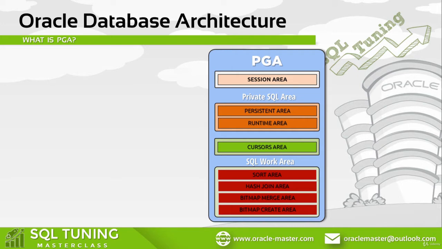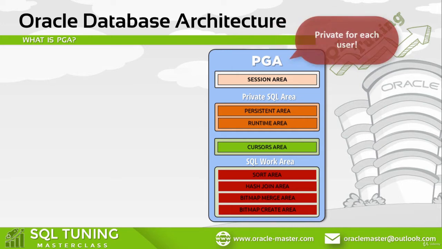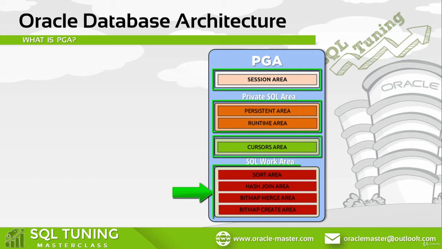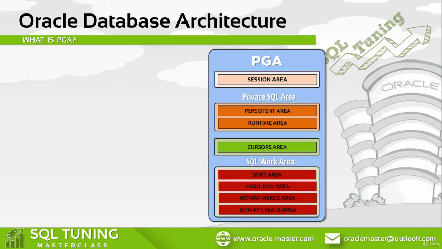Unlike the SGAs, PGAs are private for each user. So any other user cannot see or touch that memory area. In PGAs, there are a couple of sub-memory areas. As you can see in the diagram, these memory areas are session area, private SQL area, cursors area, and SQL work area. Some of them are divided into more sub-areas individually. I will explain them one by one. Actually, some people group these areas in different ways, but more than how we group them, what they do individually is more important.